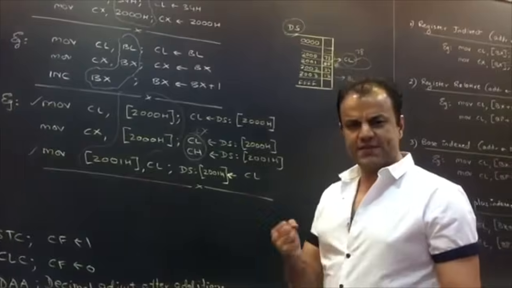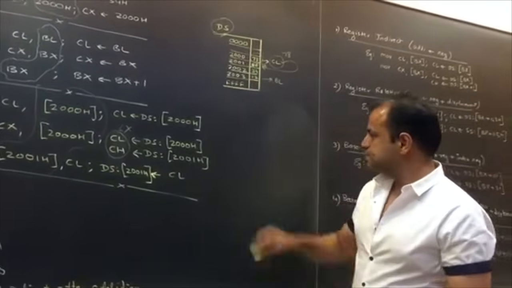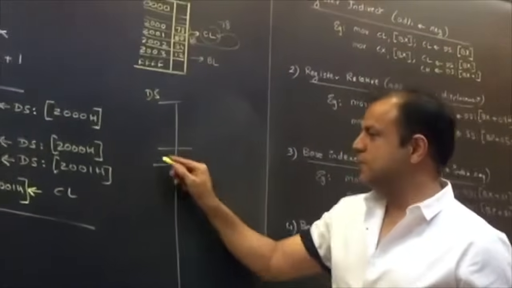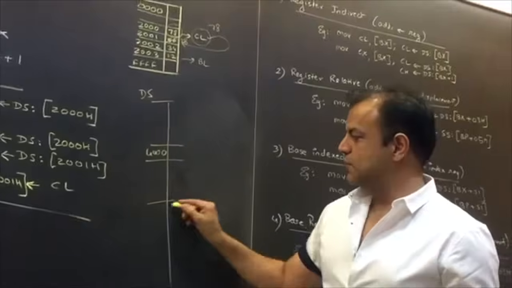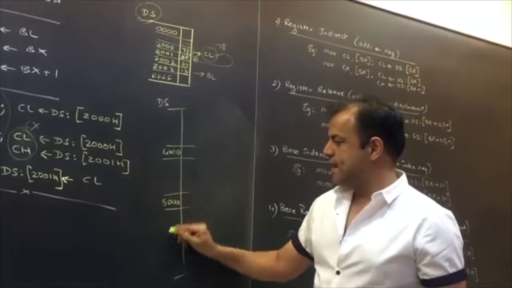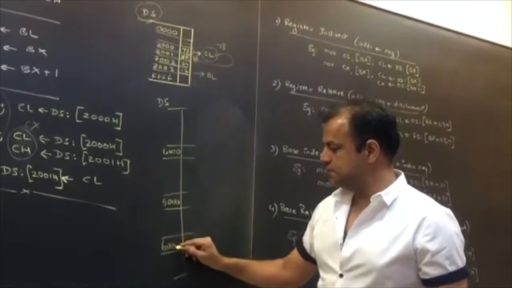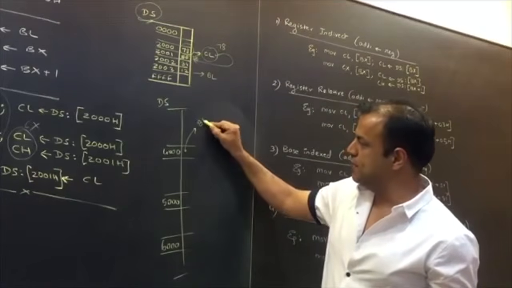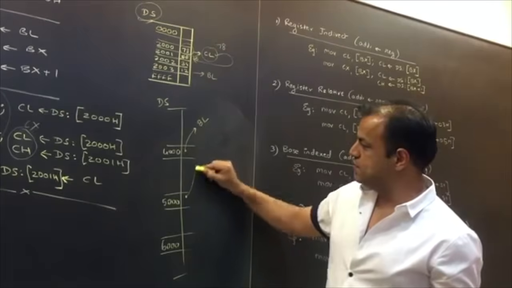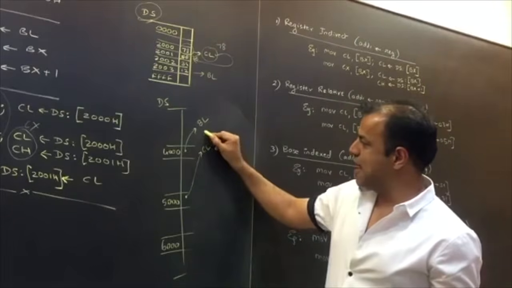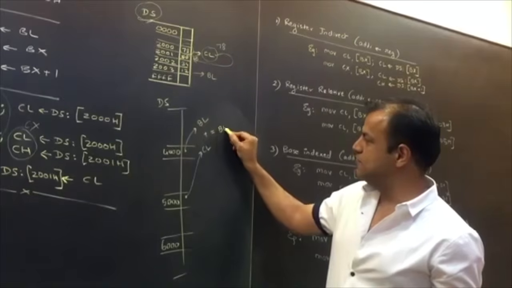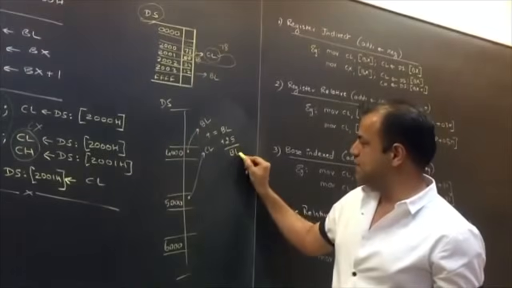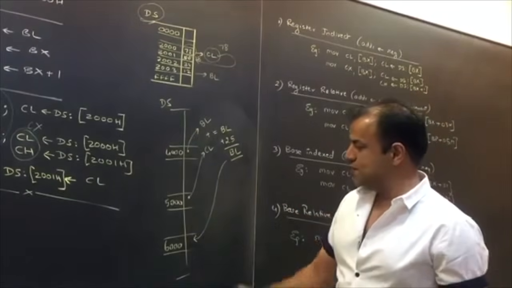Before we start with the next addressing mode, let's get this clear. This is all data segment. This is location 4000. This is location 5000. And this is location 6000. Come on. Take the data of location 4000 into BL. Take the data of location 5000 into CL. Add the two so that the answer comes in BL. Add the number 25 to it. The answer should still come in BL. Store the result at location 6000.